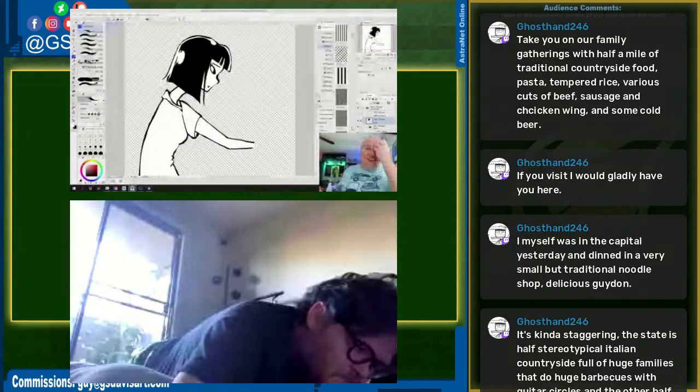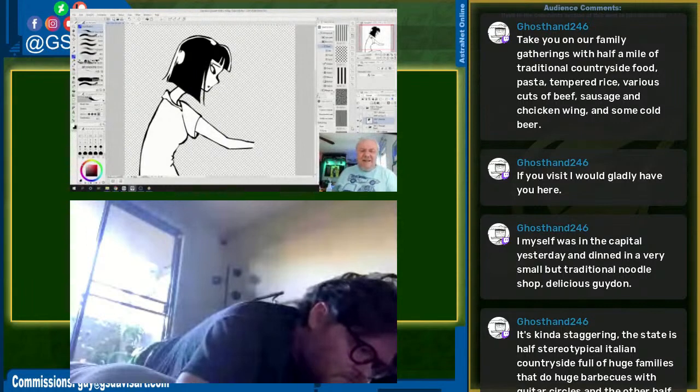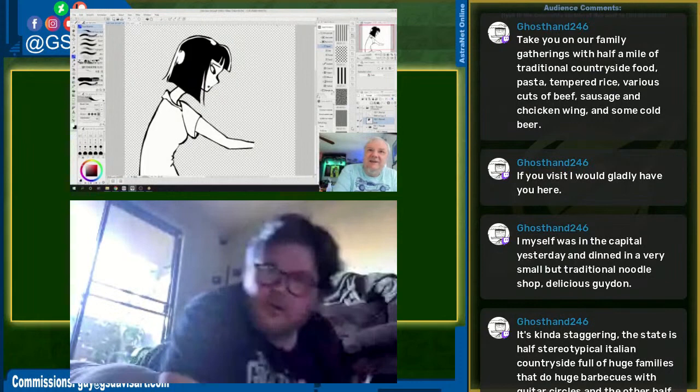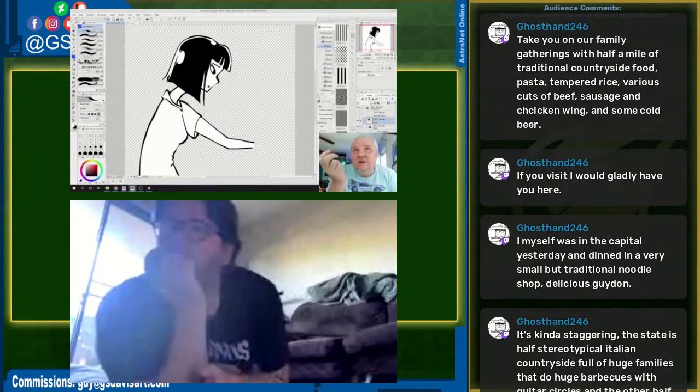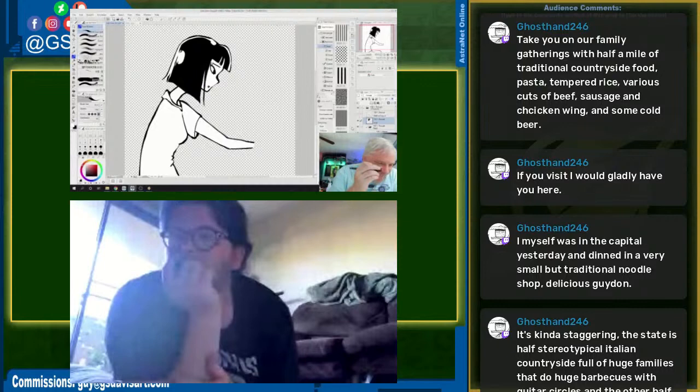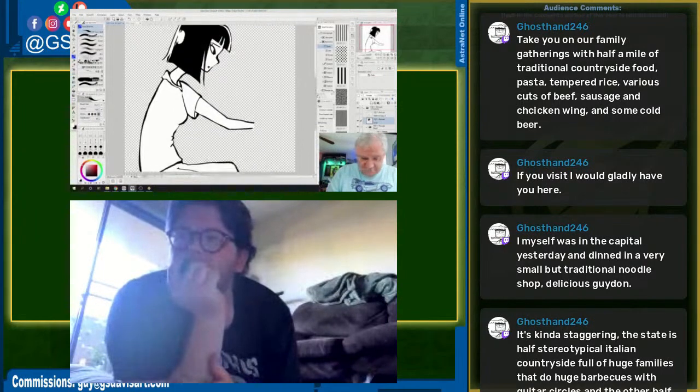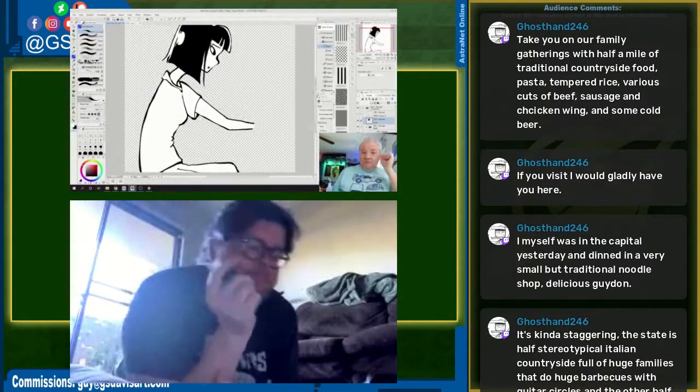Ooh, it sounds so good. Various cuts of beef, sausage, and chicken with some cold beer. This sounds great already. I'm all on board. Well, it sounds like a breakfast of champions. Oh, man, that sounds so good. I gained like 3 kilos just reading that passage. Wow, that's so good. Okay. Oh, yeah, that does sound good.